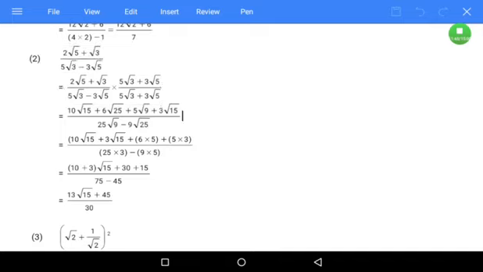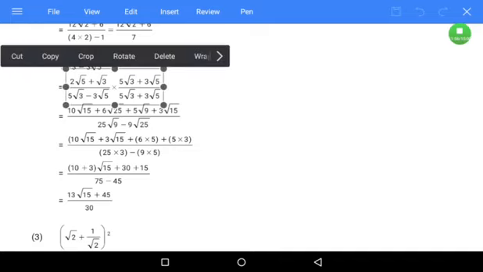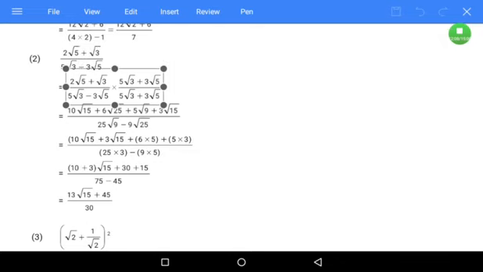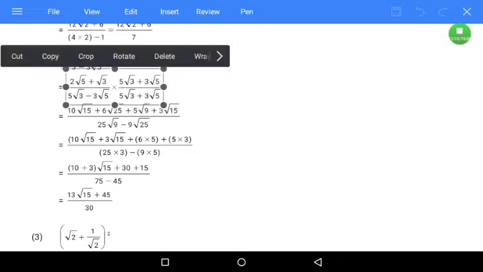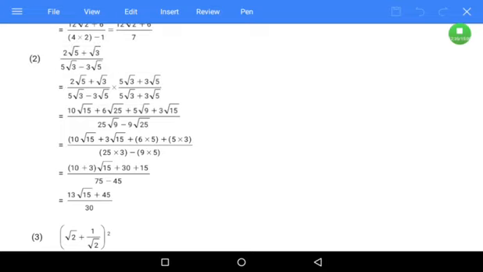Then at the denominator, we have 5 root 3 times 5 root 3 will give us 25 times root 9. 5 root 3 times 3 root 5 will give us 15 root 15. Then minus 3 root 5 times 5 root 3 will give us minus 15 root 3. So 15 root 3 will cancel 15 root 3 because they will give us 0 when you add and subtract them. Then we are left with minus 3 root 5 times plus 3 root 5. That gives us minus 9 into root 25, which will give us 5 later.